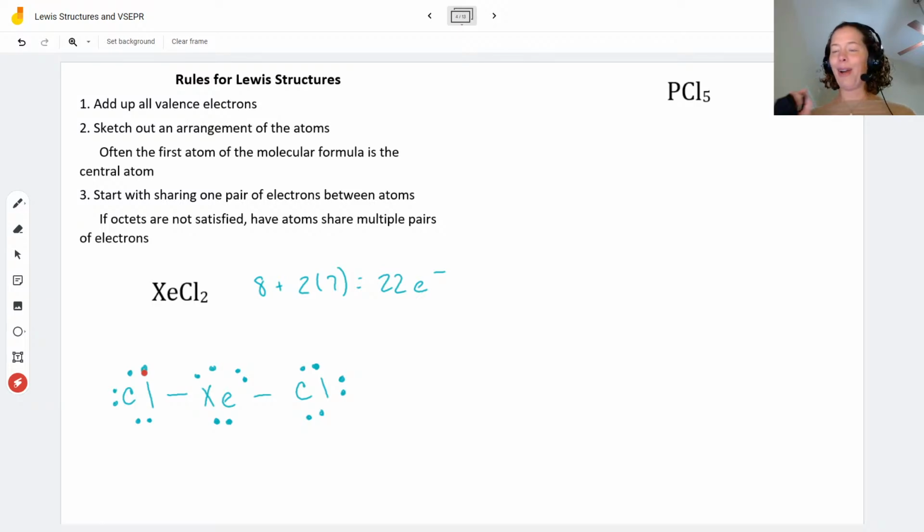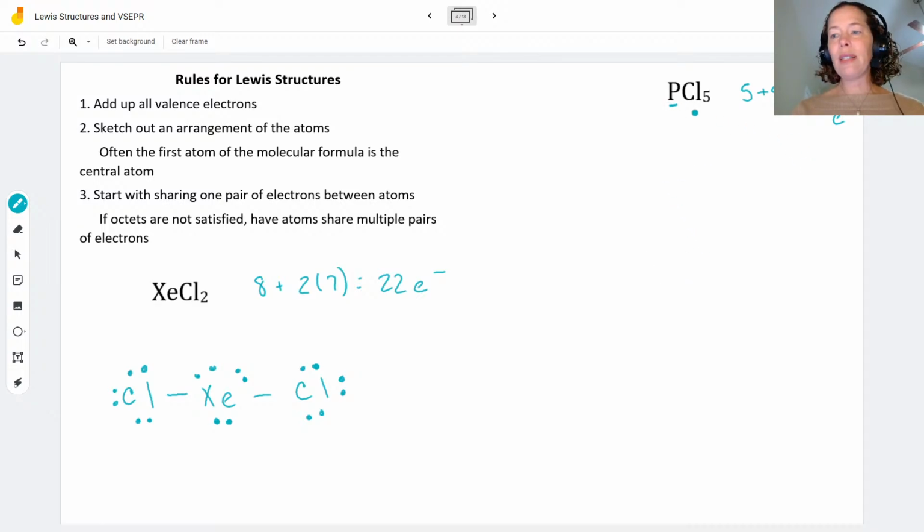Moving on, we're still doing more examples. So let's do phosphorus pentachloride. Okay, so same rules, counting up valence electrons first. Phosphorus gives us 5 valence electrons. I have 5 chlorine atoms, so that is 7 each. So that's going to give me 40 electrons. Yes, okay. I'm always just double checking my math because you never know when things are going to go sideways.